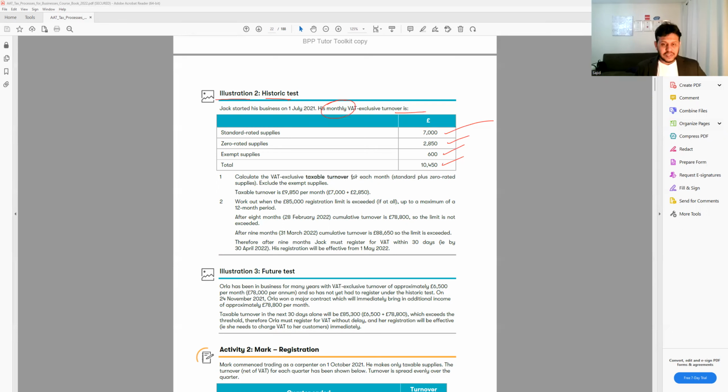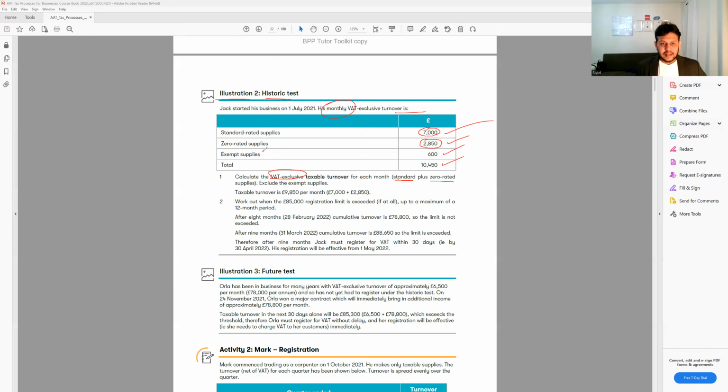Calculate the VAT exclusive taxable turnover for each month. VAT exclusive, remember that, without VAT. So the 85,000 has to be VAT exclusive. So standard plus zero rated. That means I'm going to take 7,000 plus 2,850.